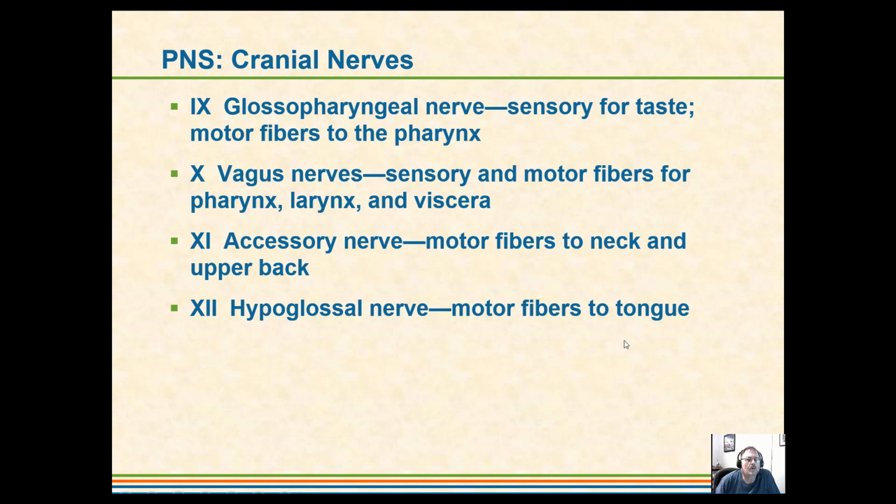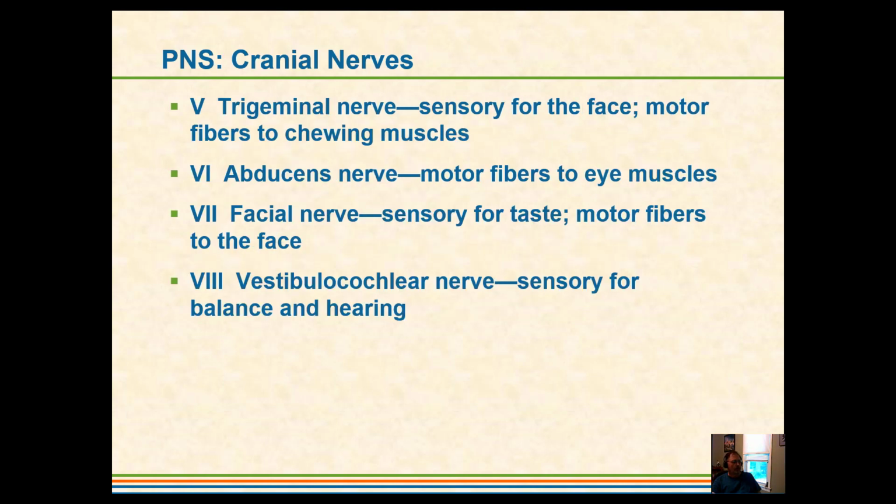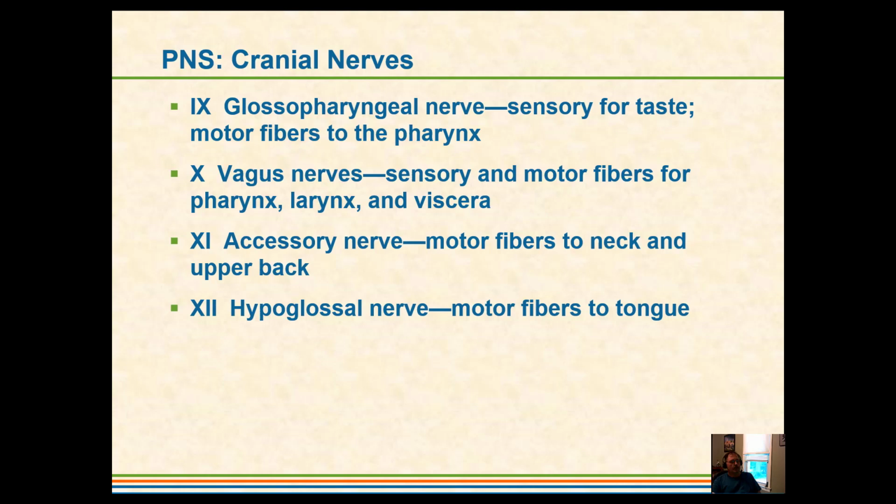So some common questions that come out of that are, which nerve is associated with the digestive tract and the heart? Which of the cranial nerves is associated with the tongue or the swallowing? And if you see glosso or hypoglossal, that means it's associated with taste, and motor fibers. It's associated with the tongue.